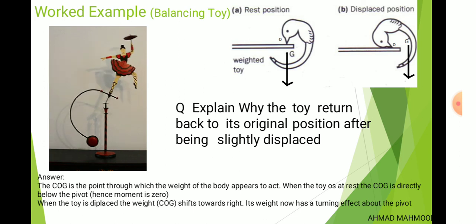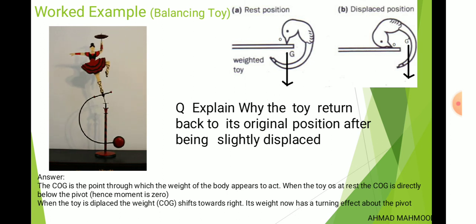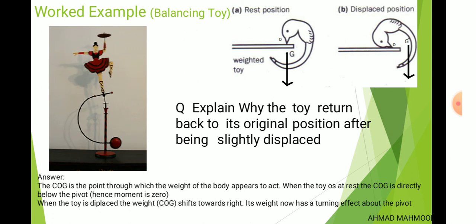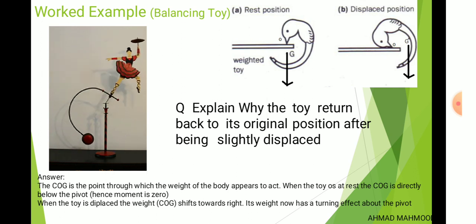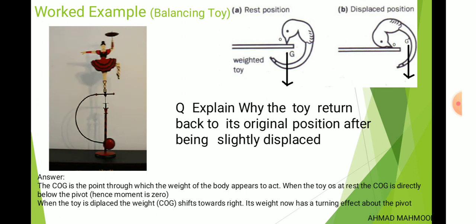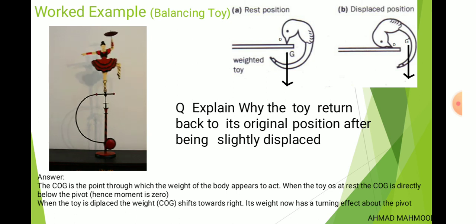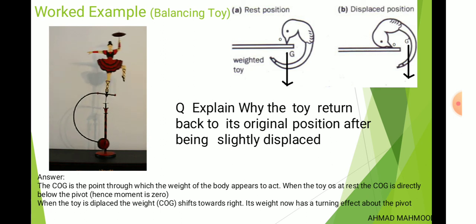In the B position, it is displaced slightly, right? So you can see the center of gravity, the point through which the weight of the body appears to act. When the toy is at rest in diagram A, the center of gravity is directly below the pivot. Hence there is no moment, because the weight is exactly below the point of pivot, so there is no moment at the rest position.